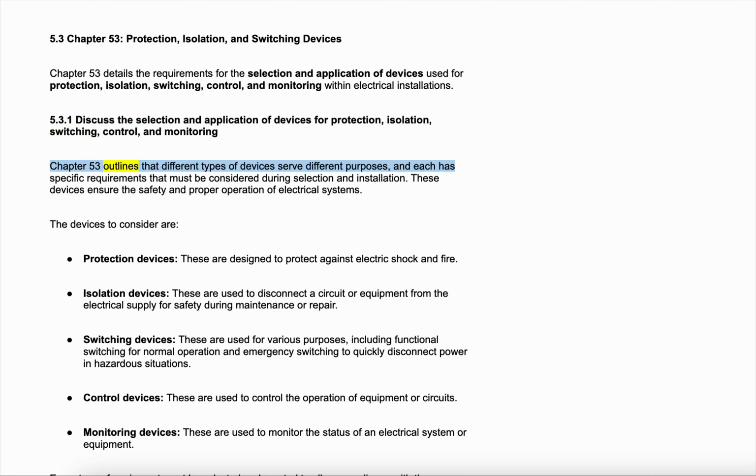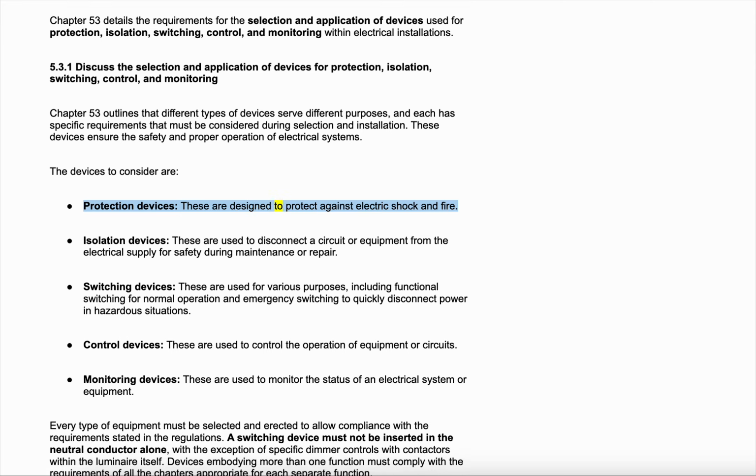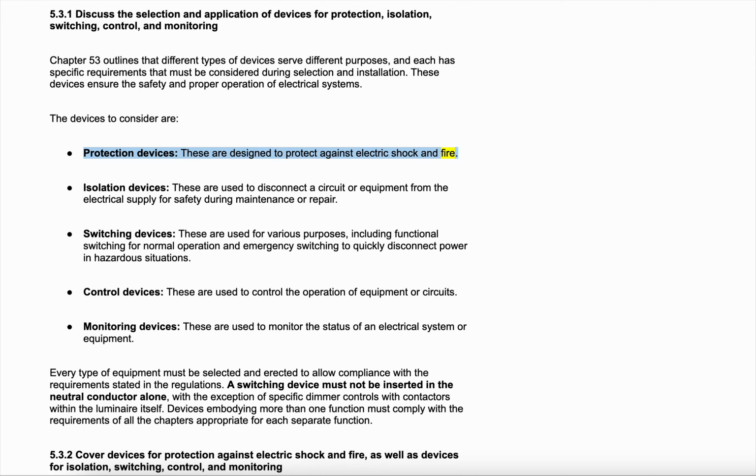Chapter 53 outlines that different types of devices serve different purposes, and each has specific requirements that must be considered during selection and installation. These devices ensure the safety and proper operation of electrical systems. The devices to consider are protection devices. These are designed to protect against electric shock and fire.